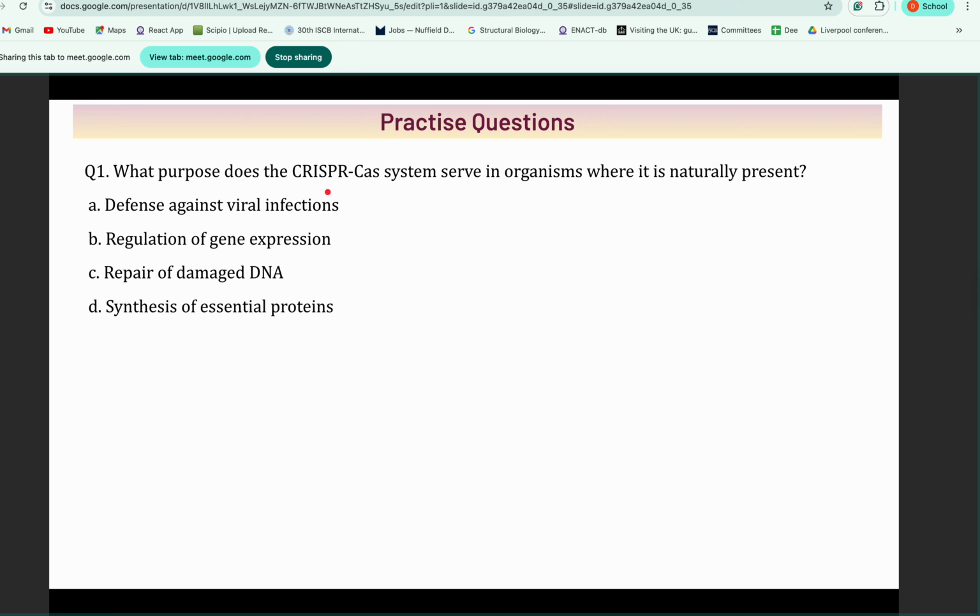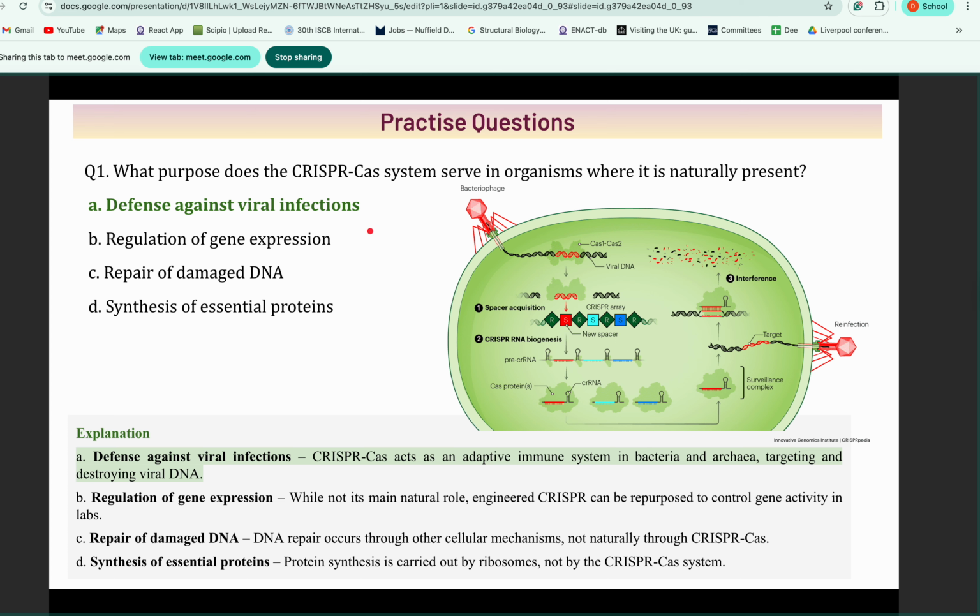So in this question, they are asking what purpose it naturally serves. The answer is defense against viral infections, because we have already seen in the E. coli study, when the scientists were performing studies on E. coli or different prokaryotic organisms, they observed that there are certain sequences present between the repeats, around 35 nucleotides in length, known as spacer sequences, and they are similar to viral DNA. So in that way, this viral DNA sequence is acting like a memory of the previous infection.